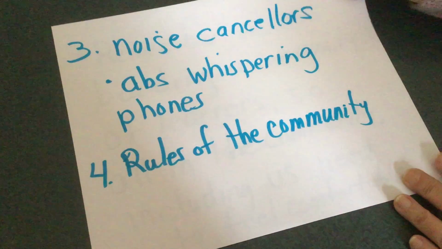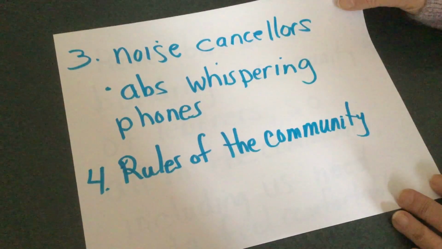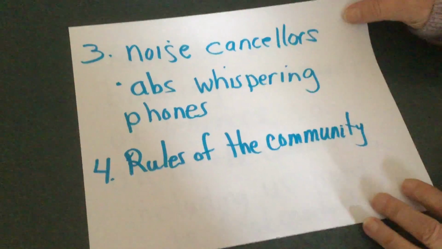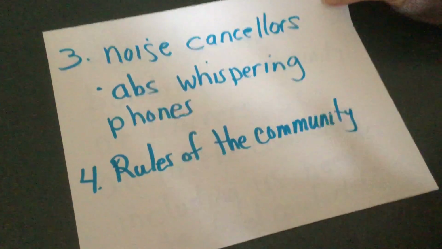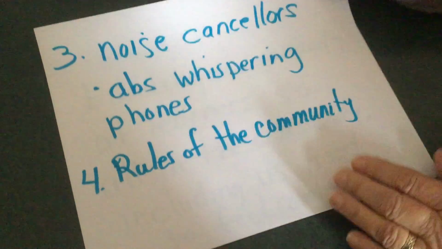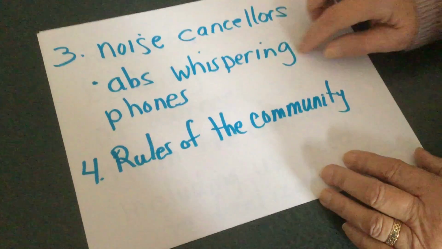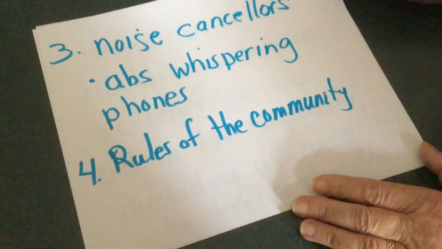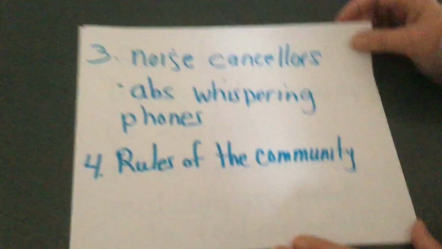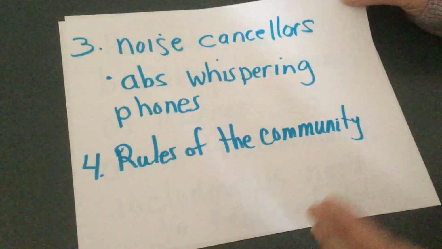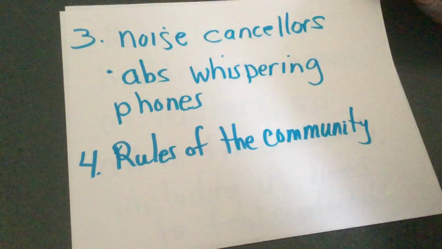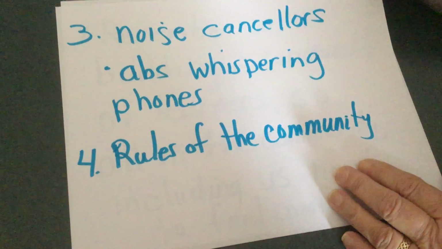The other thing that can happen too is if you have students who need quiet space, there are noise canceller headphones that you can organize for your classroom. In your online class, you can mute. And I will put a little link in for what are ABS whispering phones, for those students who need to read out loud. There's a whispering phone you can make out of ABS piping that lets them read out loud, nobody else hears them, and they only hear themselves.